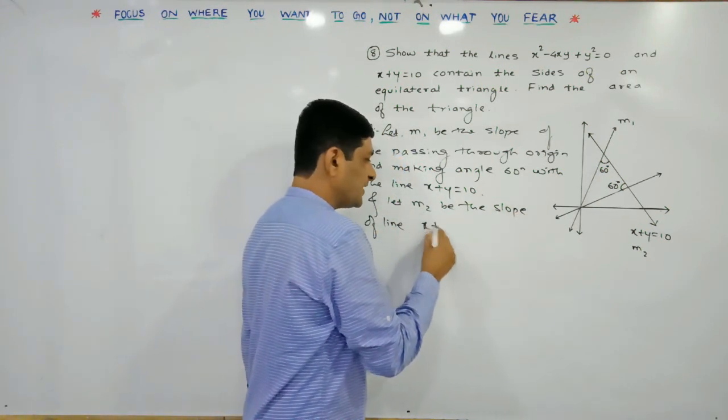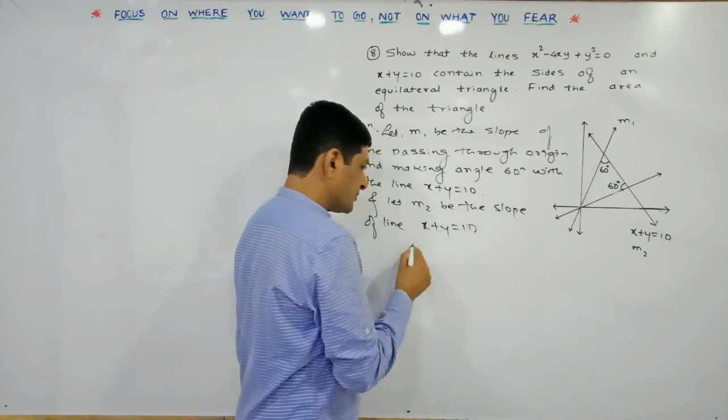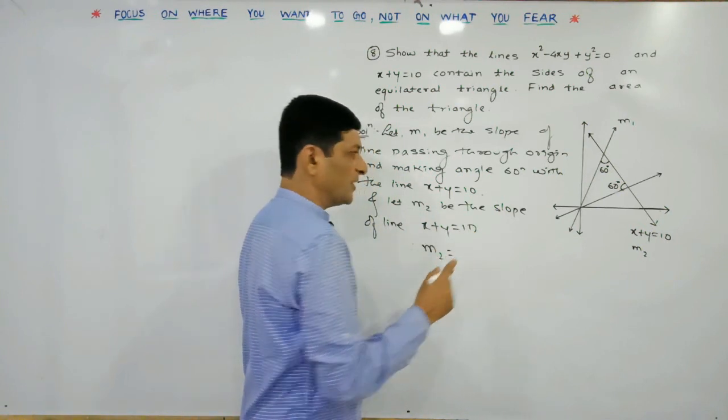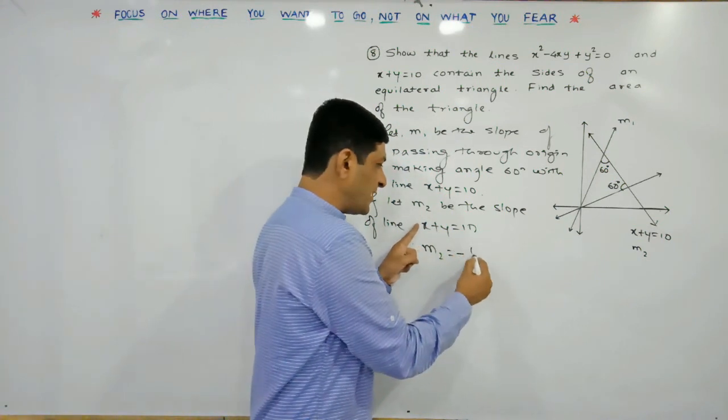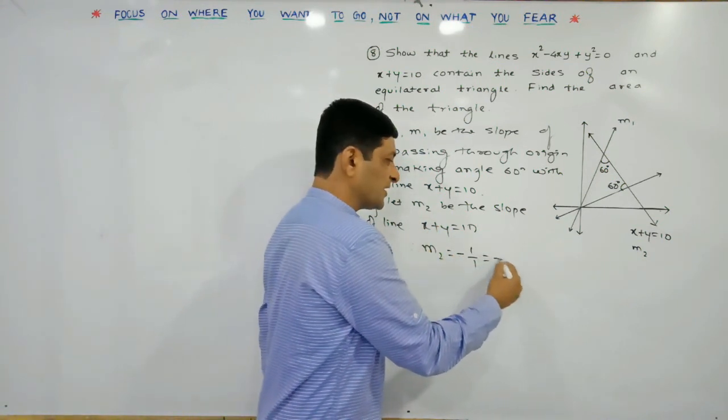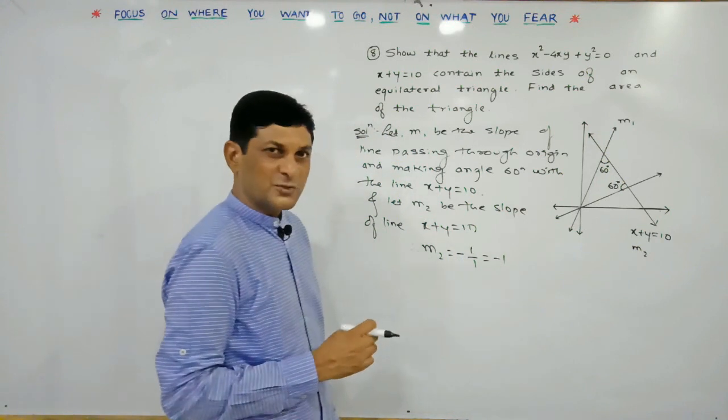Which line? x plus y is equal to 10. So that's why we can say that M2 is equal to, what is the formula to find the slope? Minus a by b. Here a is 1 and b is also 1, which is equal to minus 1. The value of M2 is known to us.